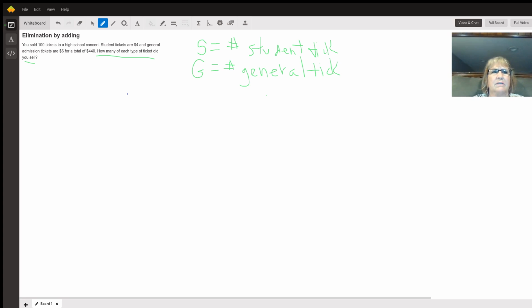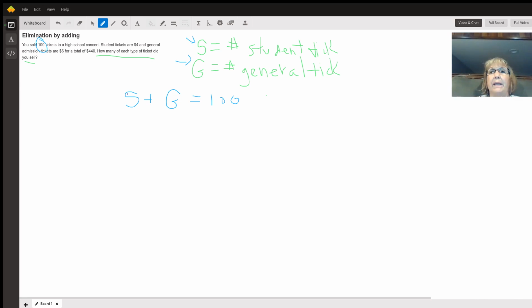Now I'm going to go back and look at the sentence. Let's first just talk about how many tickets there are. We set up that we have S number of student tickets and G number of general admission tickets. According to the problem, the total tickets was 100. So I know that S plus G is going to equal 100. But now we need to go back and give value to each of those variables.